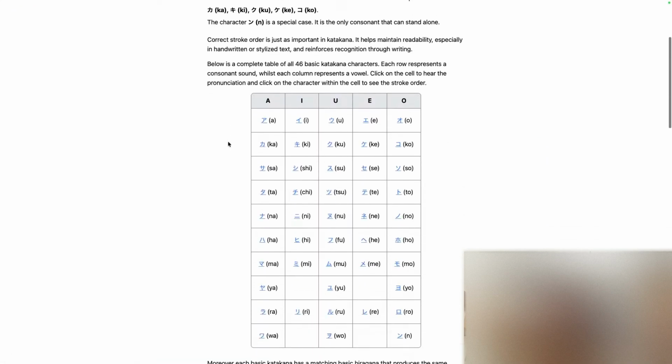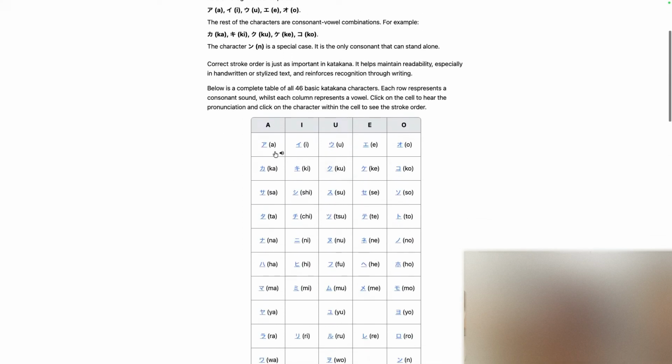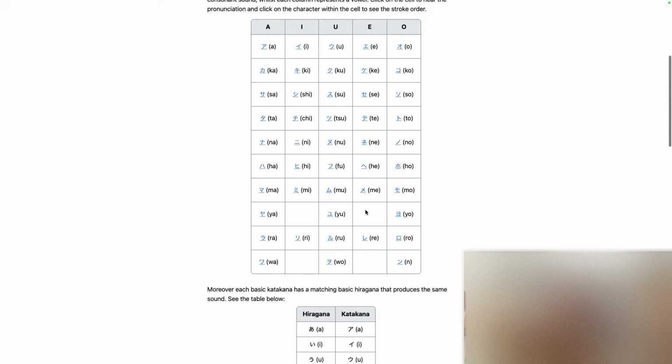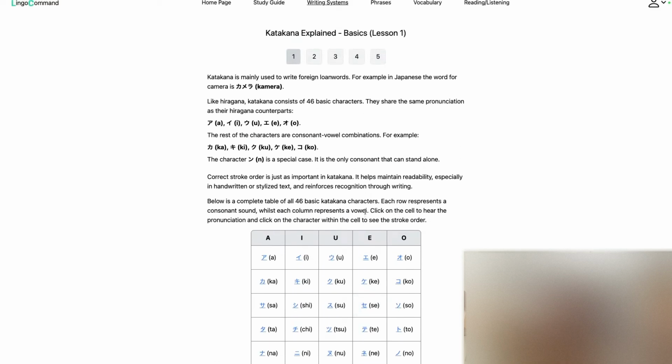Not too dissimilar in the sense that this katakana writing system has 46 characters here, or at least the basic 46 characters. But the main difference is that katakana is used to write foreign loan words. So let's take this example, like camera, presumably comes from the English word camera. And so instead of writing it using hiragana, to show that this is a foreign word, this writing system is used.